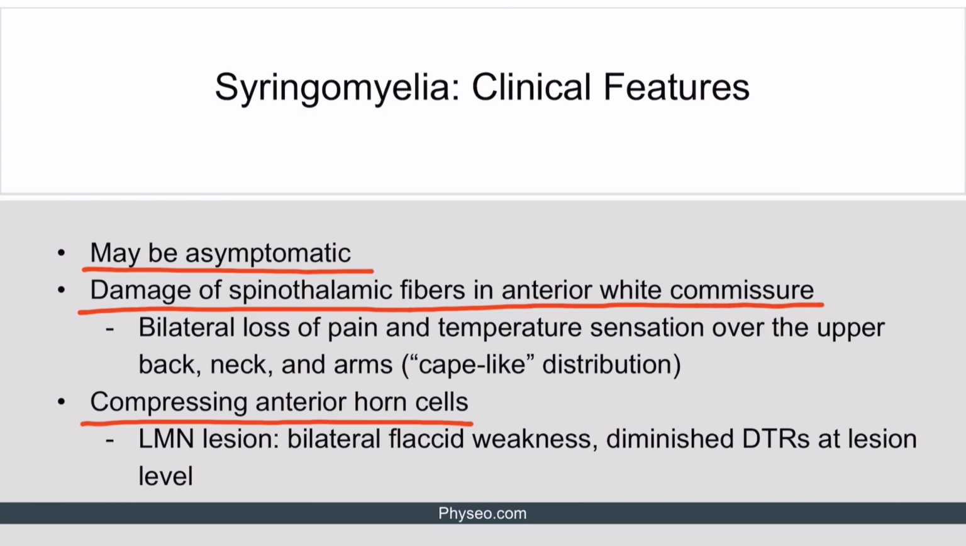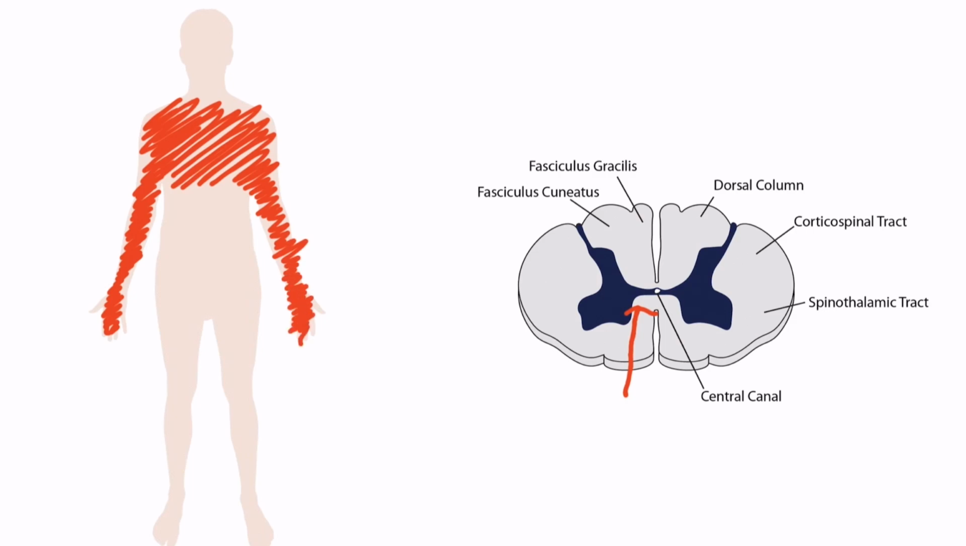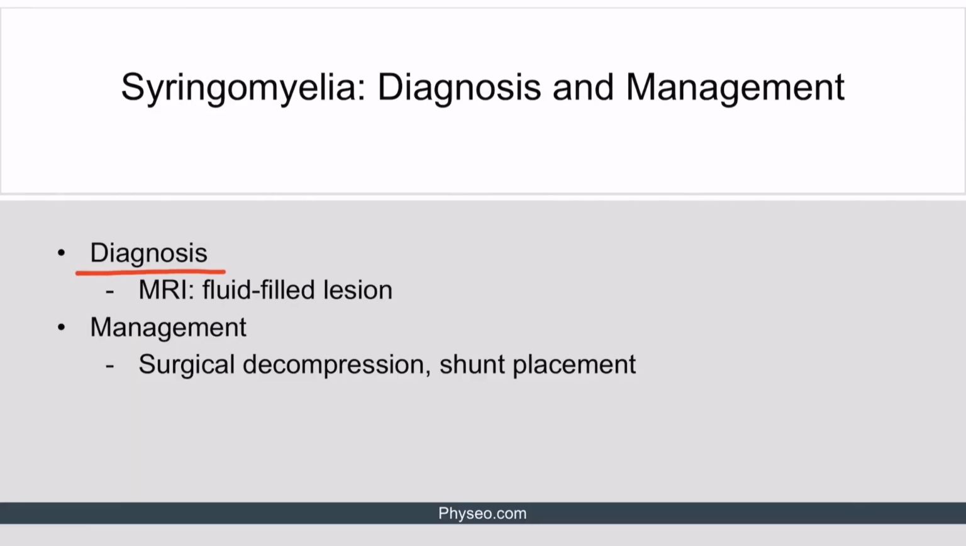This will result in a typical lower motor neuron lesion presenting as flaccid weakness and diminished deep tendon reflexes at the lesion level. Here's a cross-section of the spinal cord with a human outline. As we mentioned, symptomatic Syringomyelia usually has the classic manifestation of central cord syndrome. The damage of spinothalamic fibers in the anterior commissure leads to bilateral loss of pain and temperature sensation in cape-like distribution. For the diagnosis of Syringomyelia, MRI is the best imaging test. It usually shows a fluid-filled lesion. Management can be achieved by surgical decompression and shunt placement.